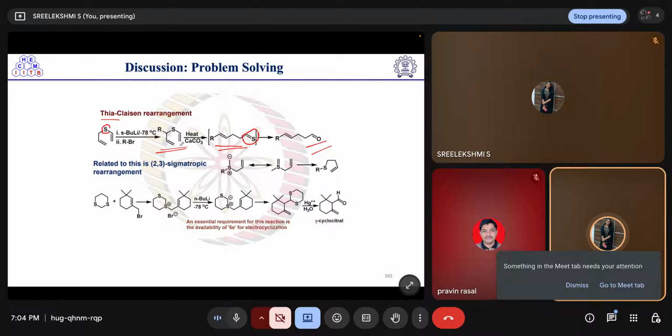All that we see was a 3,3 sigmatropic rearrangement, that is, Claisen rearrangement. Now related to this is another reaction, that is the 2,3 sigmatropic rearrangement. So, what will be happening there? This is attacking over here. This is coming over here and this is breaking.